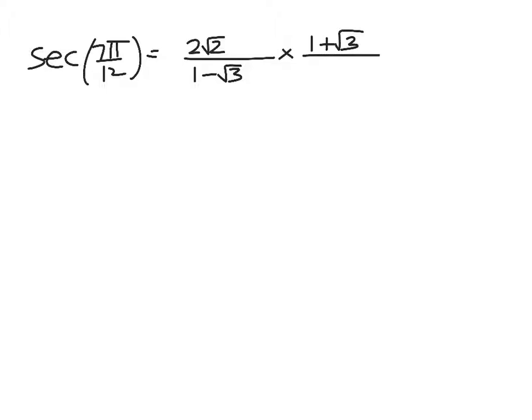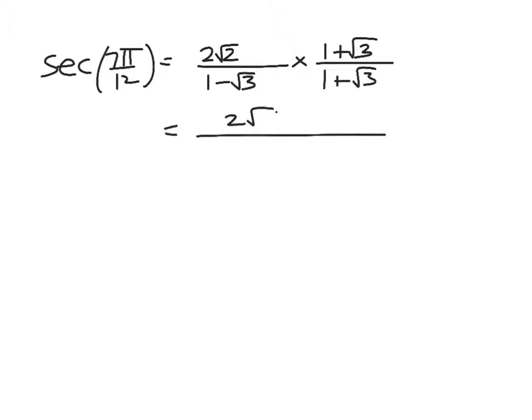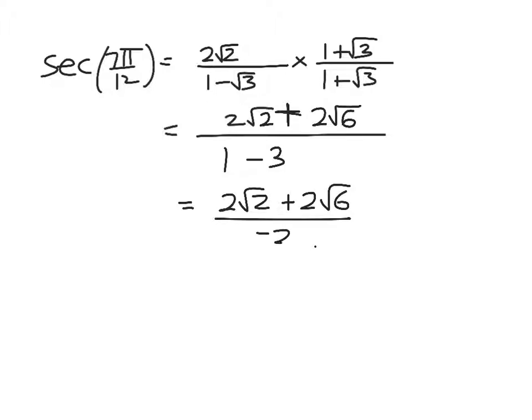So sec 7 pi on 12 will equal 2 root 2 over 1 minus root 3, multiplying by the conjugate surd, 1 plus root 3, so that I can rationalise the denominator, is going to give me 2 root 2 plus 2 root 6, and in the denominator I have 1 minus root 3 plus root 3 minus 3, giving me 2 root 2 plus 2 root 6 over negative 2, which is negative root 2 minus root 6 as required.